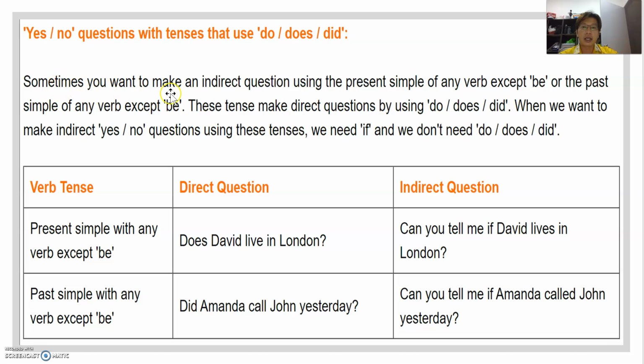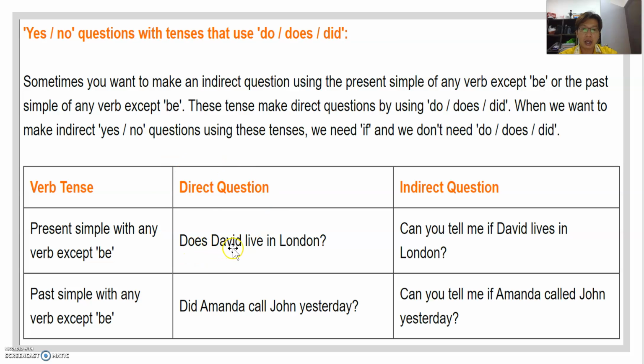Sometimes you want to make an indirect question using the present simple of any verb except be, or the past simple of any verb except be. These make direct questions by using do, does, or did. When we want to make indirect yes/no questions using these tenses, we need if and we don't need do, does, did. When we put if, there is no more do, does, did in the question. For example, direct question.